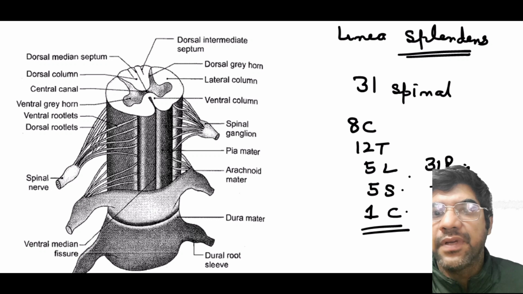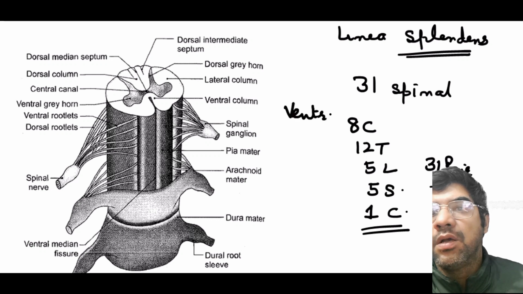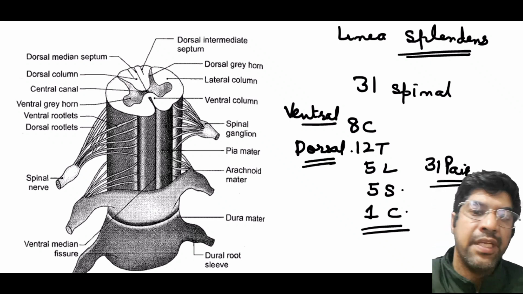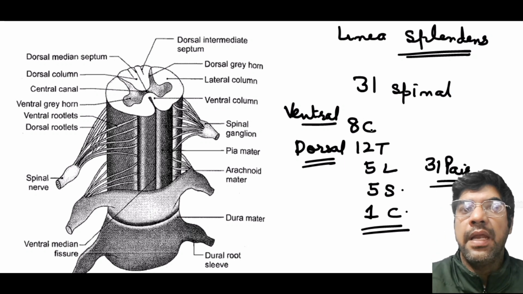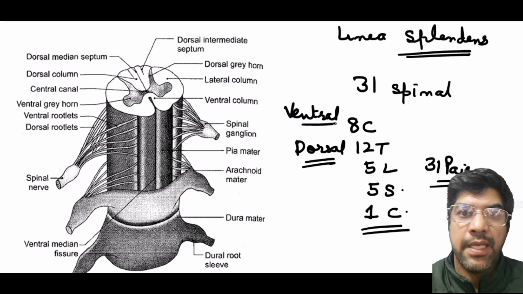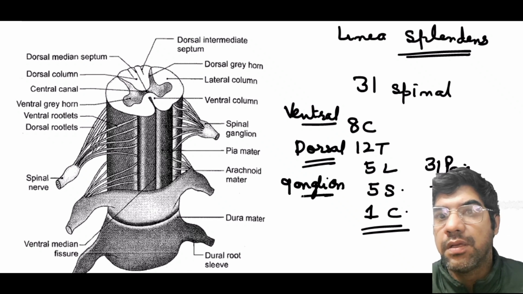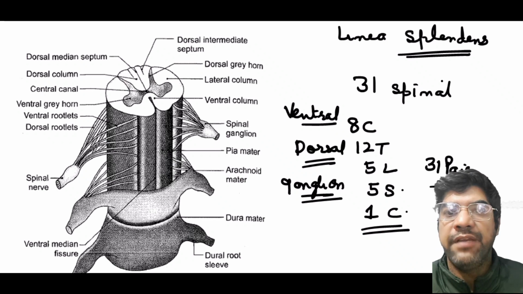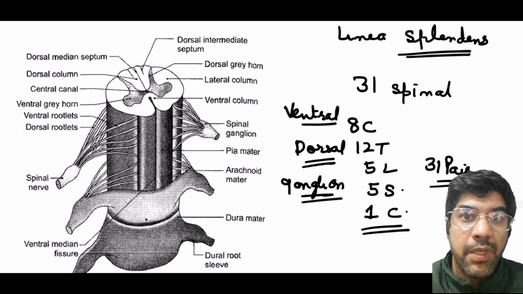Each nerve is attached to the spinal cord by two roots. One is the ventral motor root and the other is a dorsal sensory root. And each dorsal root bears a ganglion. The uppermost nerve root passes horizontally from the spinal cord to reach the intervertebral foramen.